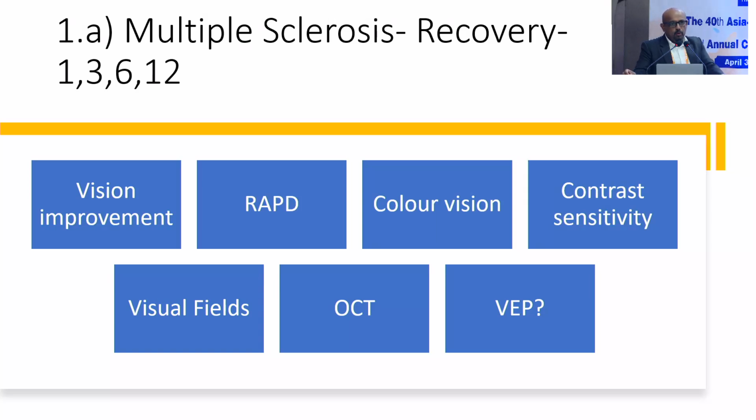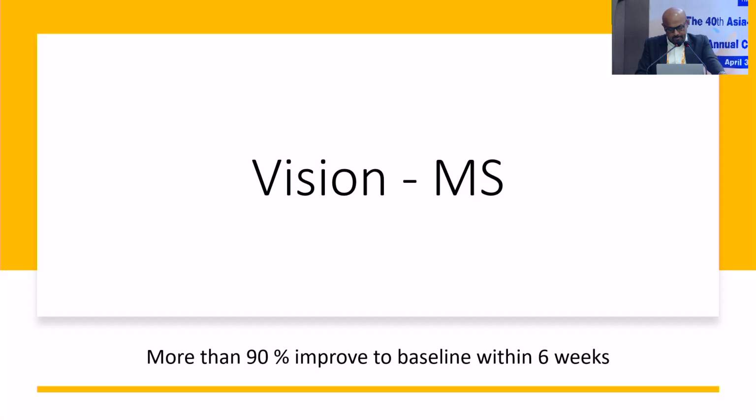But OCT has an important role to play in multiple sclerosis when we are following up these patients. Let's look at VEP. According to me, VEP really does not have a major role now. VEP was a cornerstone investigative modality in multiple sclerosis before the MRI era, where we used to detect increased latency even in the absence of clinical disease in the other eye, and that used to be an indicator saying the patient might go into multiple sclerosis. Now that role has been taken over by MRI.